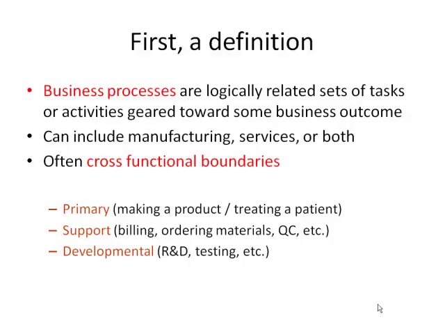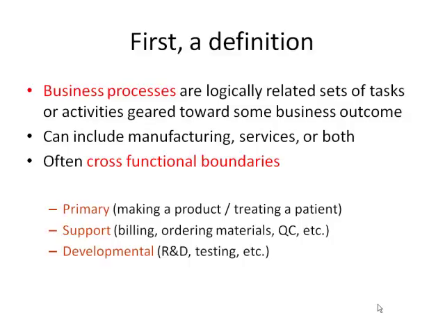In addition to being defined by logically related sets of activities or tasks, business processes can be divided into three different types: primary processes, support processes, and developmental processes. Think about primary processes as being those that provide a product or service that the customer is willing to pay money for. For instance, making the product or treating a patient are primary processes.